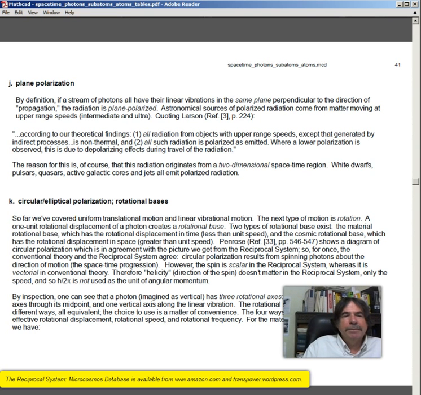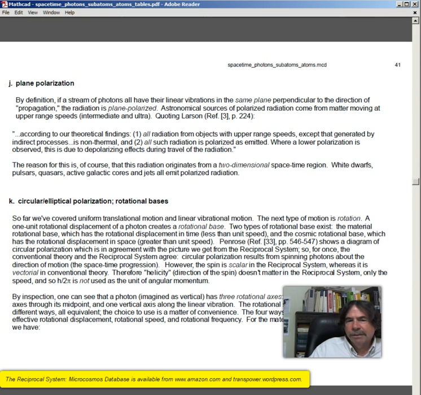Section K, elliptical polarization, rotational bases. So far we've covered uniform translational motion and linear vibrational motion. The next type of motion is rotation. A one-unit rotational displacement of a photon creates a rotational base. Two types of rotational base exist. The material rotational base, which has the rotational displacement in time, less than unit speed, and the cosmic rotational base, which has the rotational displacement in space, greater than unit speed.